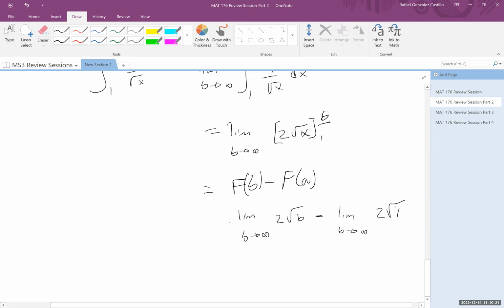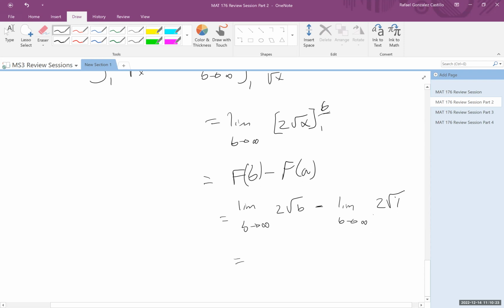I'm going to do the second part first. 2 times the square root of 1 is just 2. The limit as b goes to infinity of 2 is just 2 because there's nothing to plug in there. There are no b's, so this whole piece is just 2. We have the minus sign that carries over, so that's minus 2. On the front piece, we have the limit as b goes to infinity of 2 times radical b. So what we get is 2 times radical infinity.